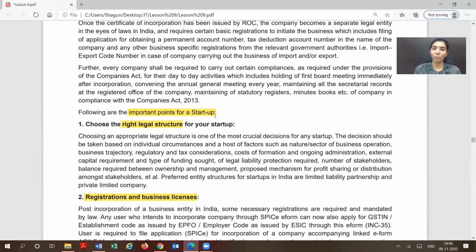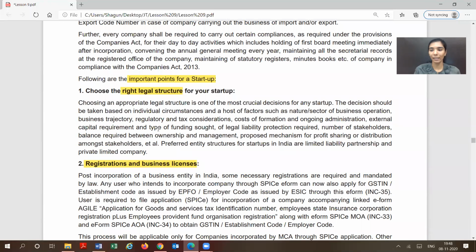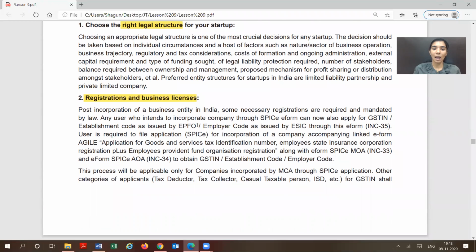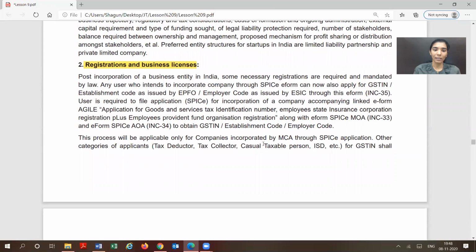What are the few important points for a startup company? सब सिर्फ रीडिंग थिंग्स है. First, it should have the right legal structure. You have to consider all the legal aspects before forming a startup. Registration and business licenses. आप जब SPICe फॉर्म फिल कर रहे हो तो SPICe+ और AGILE फॉर्म, तो आप उसमें किस किस चीज के लिए अप्लाई कर रहे हो? एम्प्लॉयर कोड, फिर इंपोर्टर एक्सपोर्टर कोड, ESIC वगैरह के लिए, GSTIN, वो सब आपको ध्यान में रखना है.